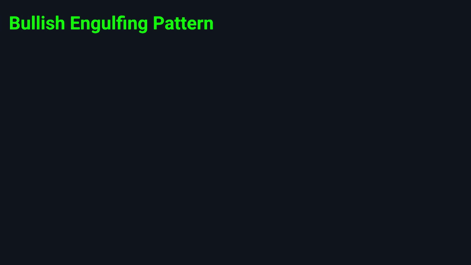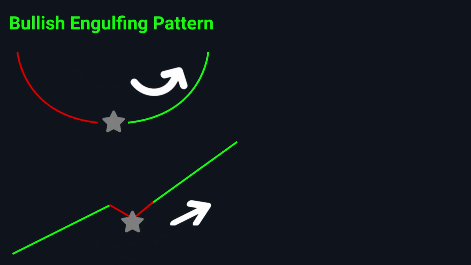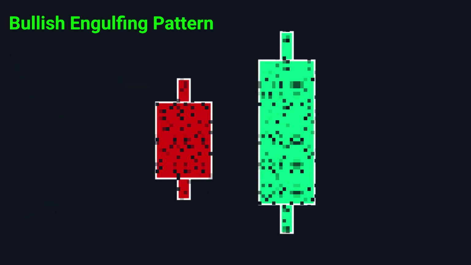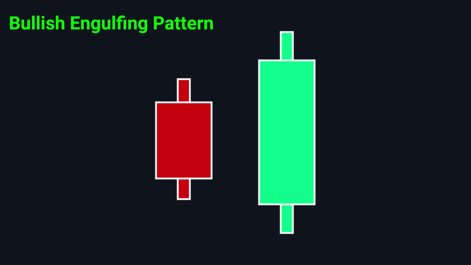Bullish engulfing pattern. A bullish engulfing pattern is a candlestick formation that signals a potential reversal of a downtrend or the continuation of an uptrend following a retracement or pullback. This pattern consists of two candles. The first candlestick is red, followed by a larger green candlestick.